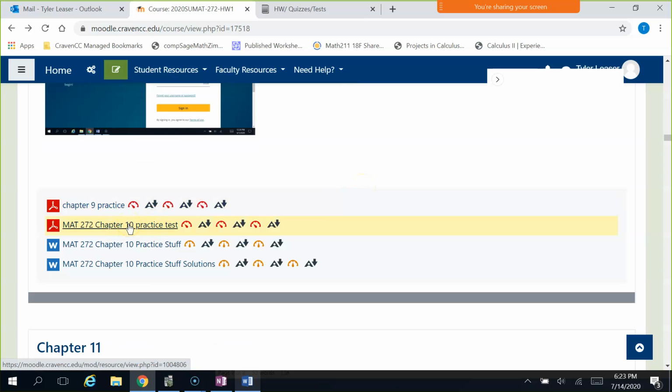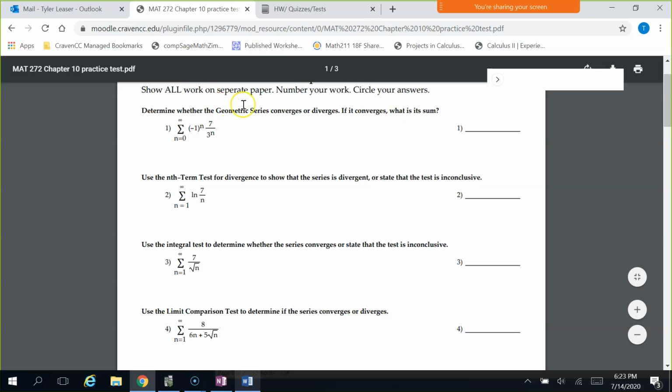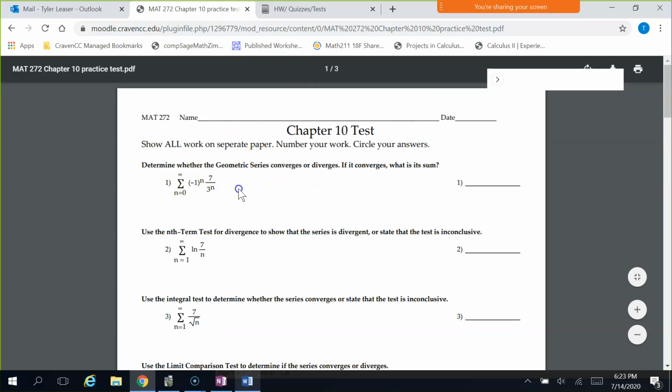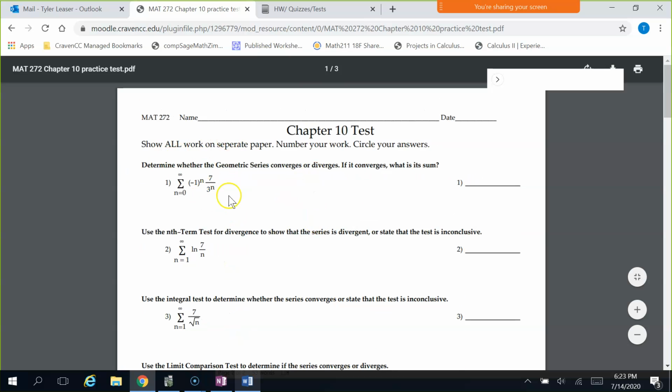So what I want to do is let's just open up the chapter 10 practice test and just do maybe one or two of these together, just so I don't feel like we didn't do anything today. So let's just do maybe the first 3 or 4 of these for practice, at least up to section 3 or 4 stuff, just so we can make sure we're all on the same page.